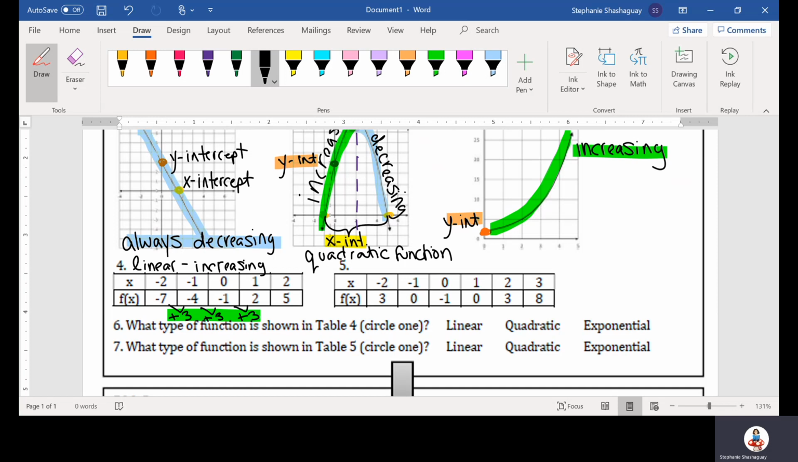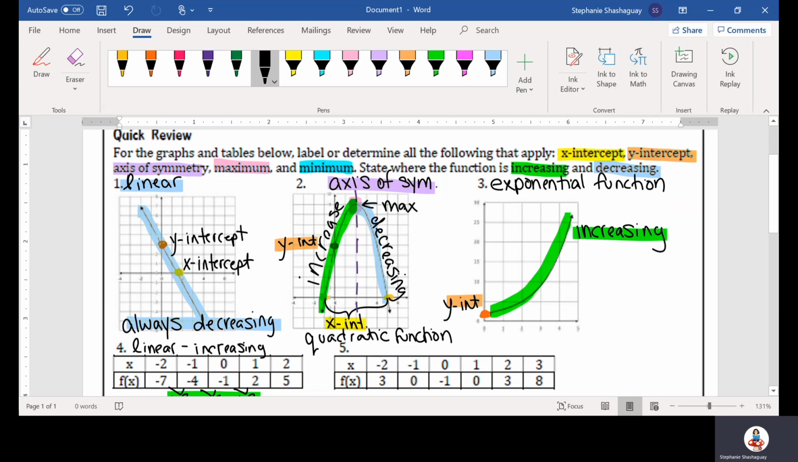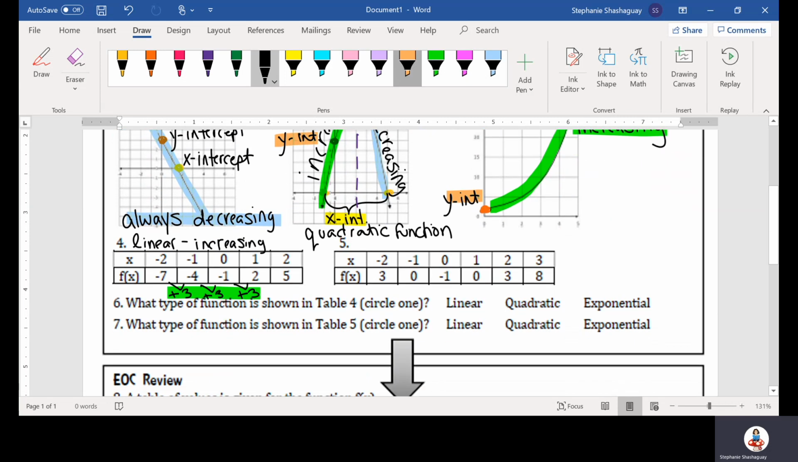Okay, my x-intercept, I don't know by the table, but I can highlight my y-intercept because my y-intercept is when my x is equal to 0. So my y-intercept is 0, 1. And I'll try to make an arrow. That's my y-intercept. Looking ahead, when it asks what type of function is shown in table 4, well, I've already identified that as a linear function, so I can go ahead and circle that for number 6 as well.